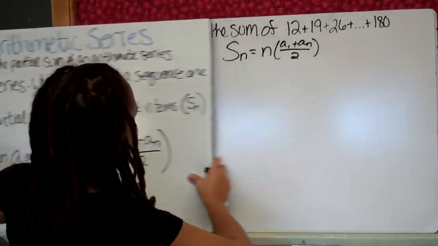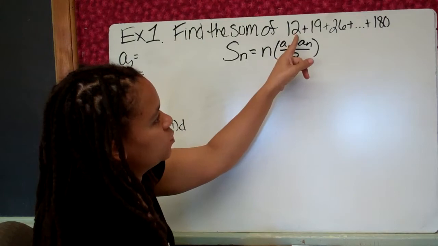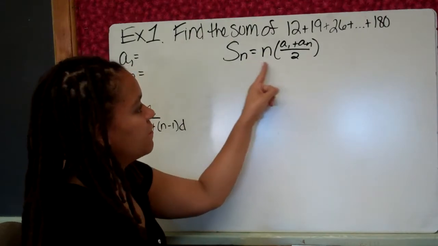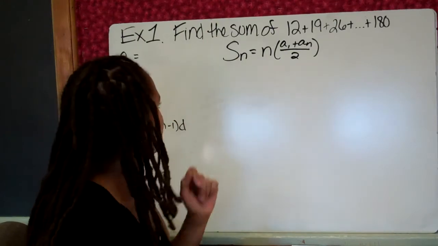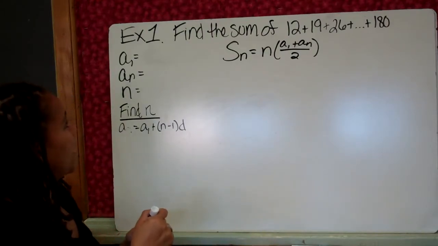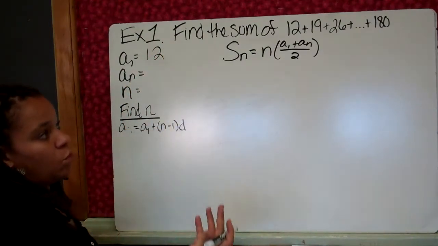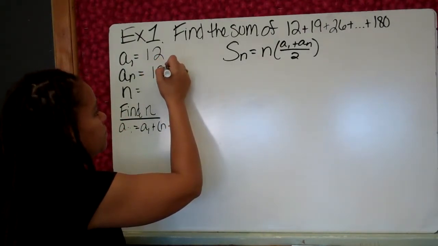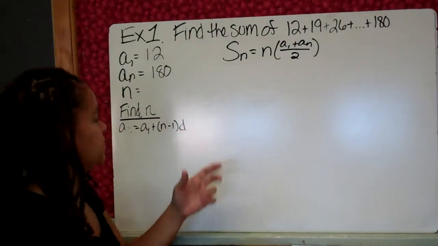For example 1, find the sum of this series, 12, 19, 26, whatever's in the middle, all the way to 180. So if we have our formula here, s sub n is equal to n times (a1 plus an) over 2, let's get the pieces that we need and go from there. We have a1, the first term, which we know is 12. An is the last term, so it's 180. And n, we don't know n. That's something we're missing, that we need to figure out.